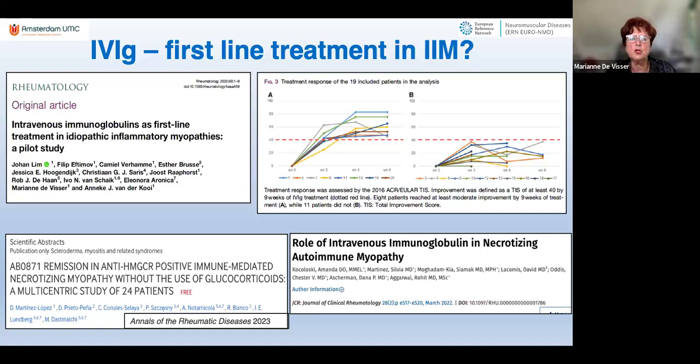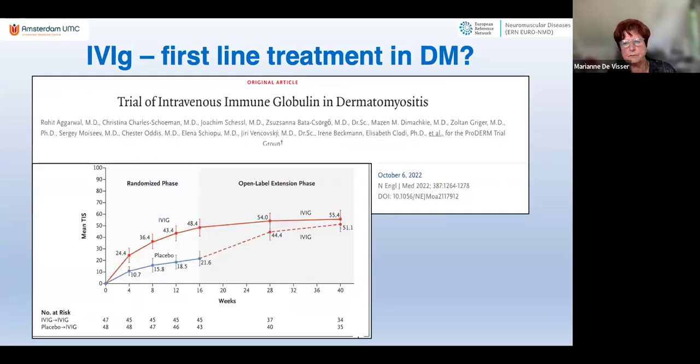During a workshop a couple of years ago, a consensus meeting, the recommendation was made that you should start with IVIG in IMNM within a month if steroids are not sufficiently efficacious. So in that respect, IVIG is a second-line drug.